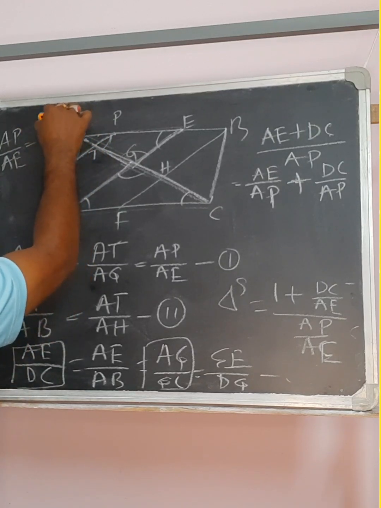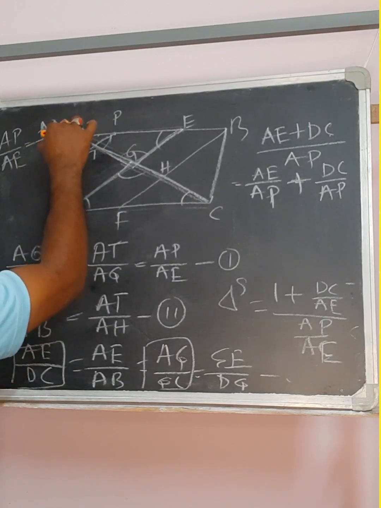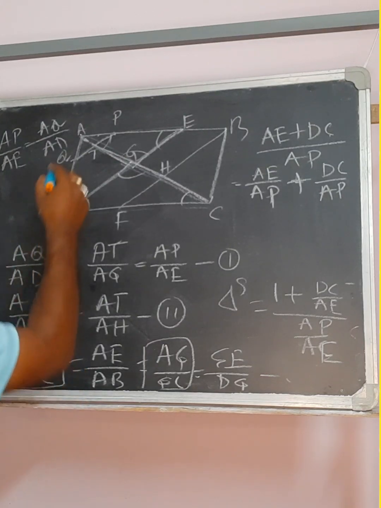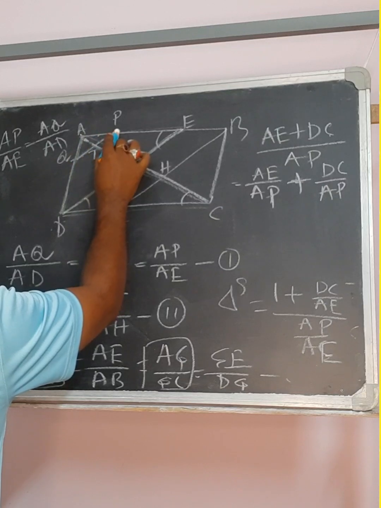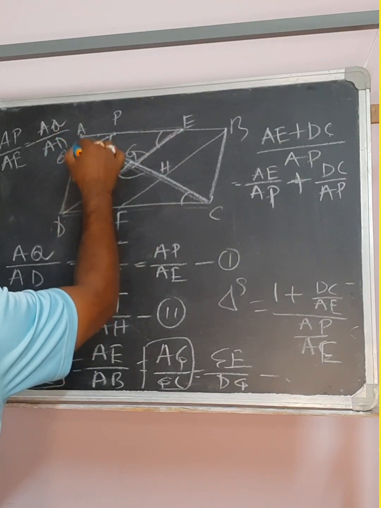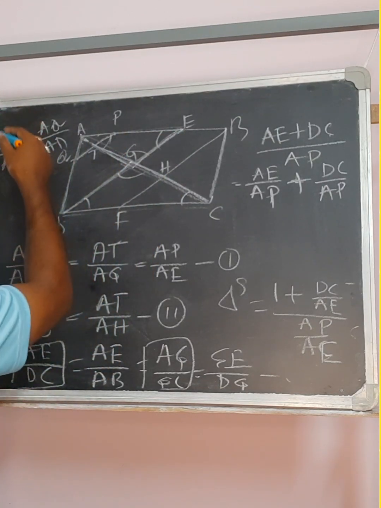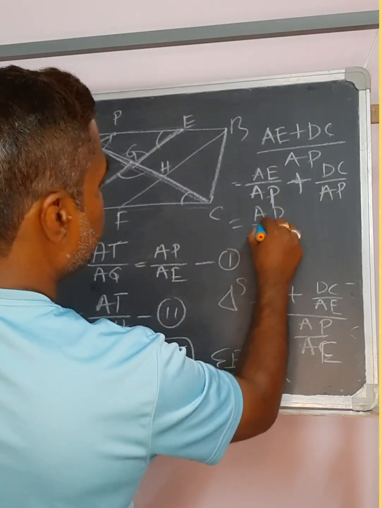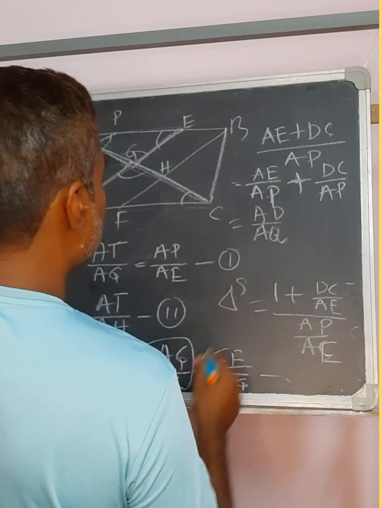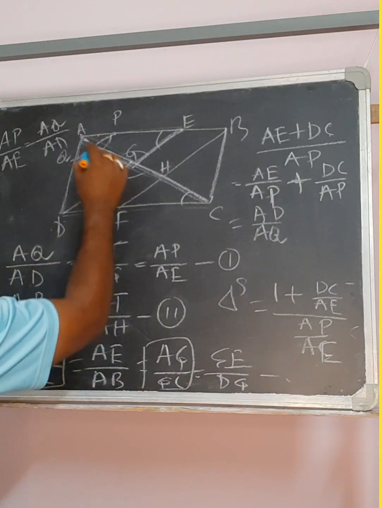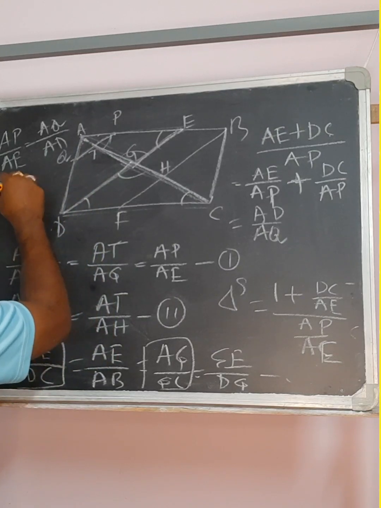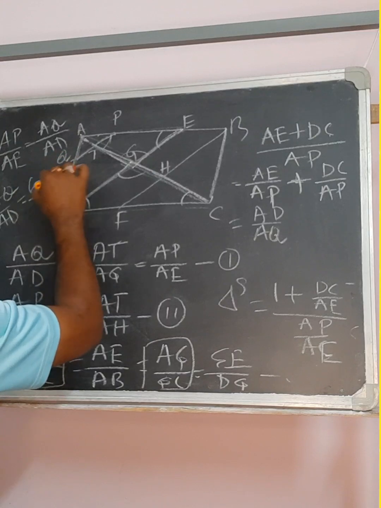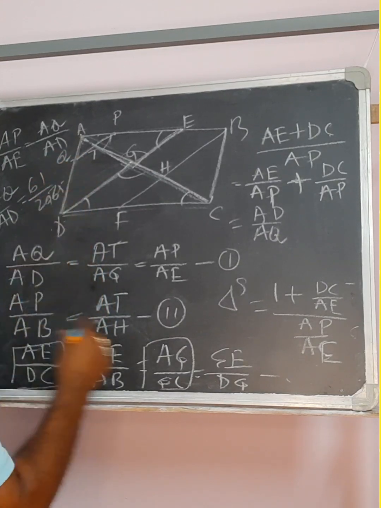AQ by AD. So I can replace it, because this is a known ratio, so I have to replace something which is known. So AP by AE is equal to AQ by AD. So reverse it. So AE by AP will be AD upon AQ. This ratio is given, because it is given that AQ by AD is equal to 61 upon 2065. That is given. So it can be reversed.